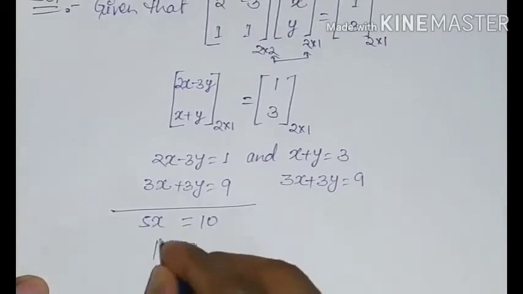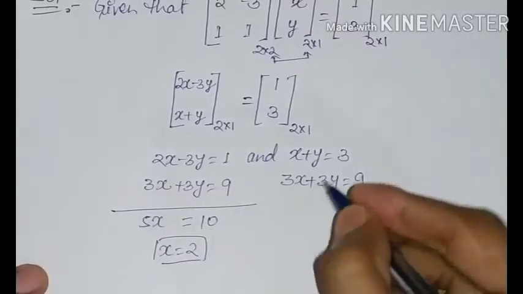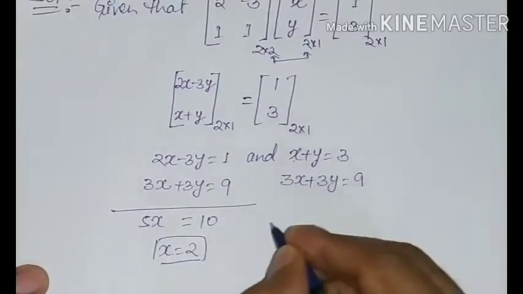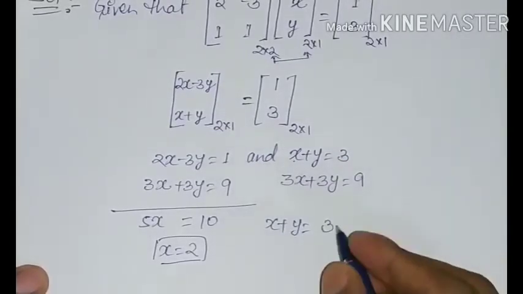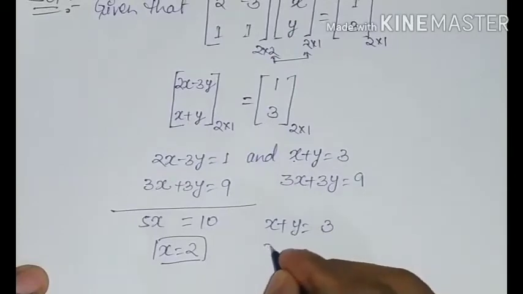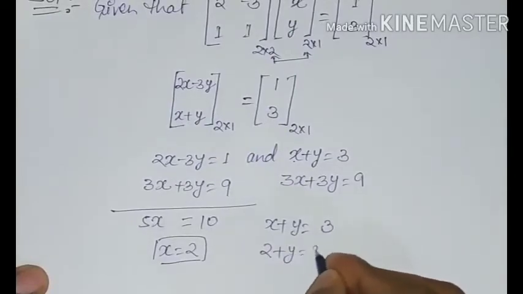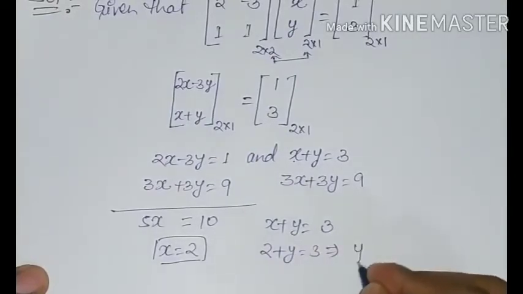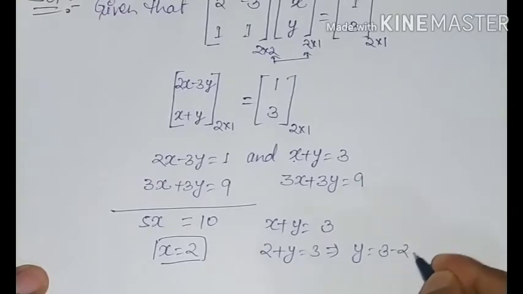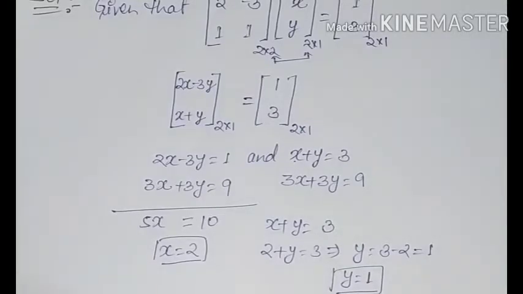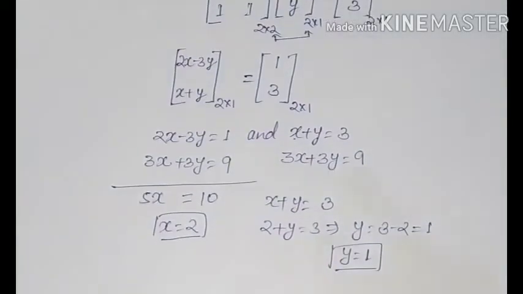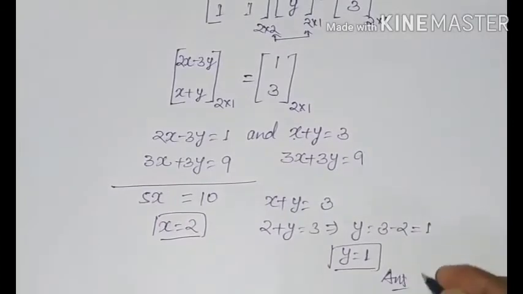Then x is 10 by 5, that is 2. The value of x is 2, and here x plus y equals 3. I put the value of x, that is 2 plus y equals 3. This implies y equals 3 minus 2, which is 1. Then y equals 1. This is the value of x and y, and this is our answer.